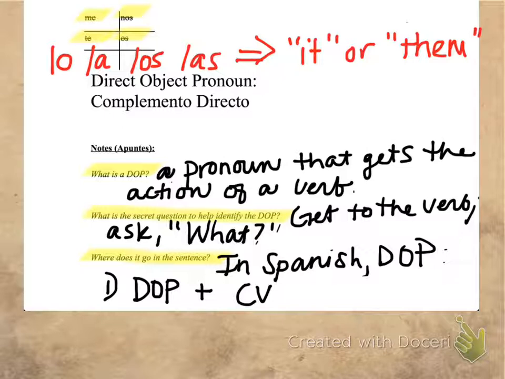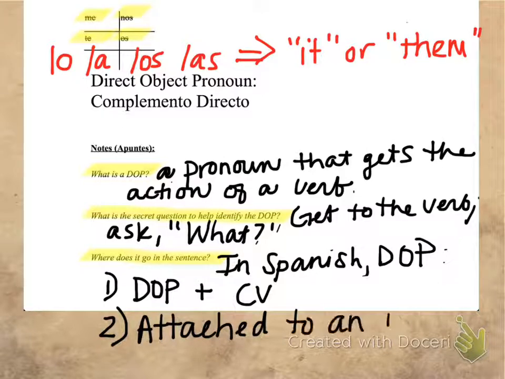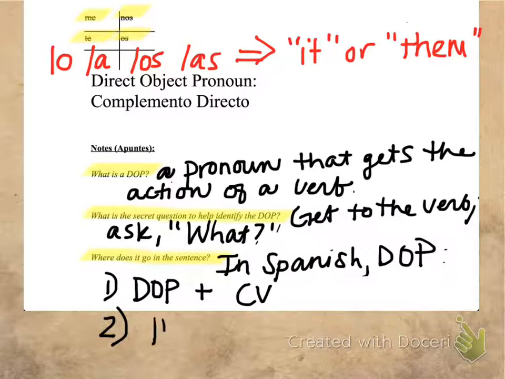The second place, if you have the option in the sentence, is you can attach it to the infinitive. Remember, an infinitive is a verb that we have not added the verb endings to, o, as, a, amos, an, that we've been practicing all year. We abbreviate that this way, infinitive attached to the DOP.